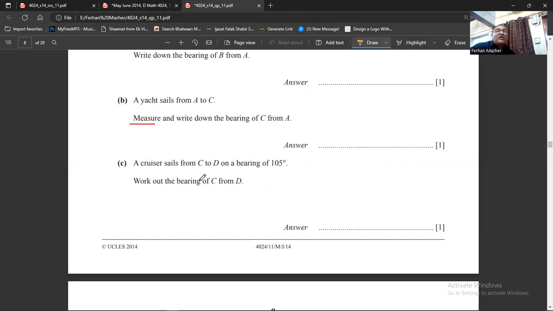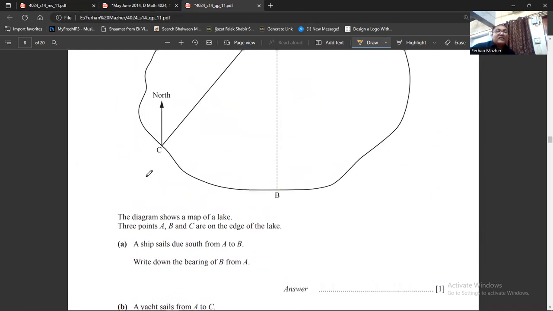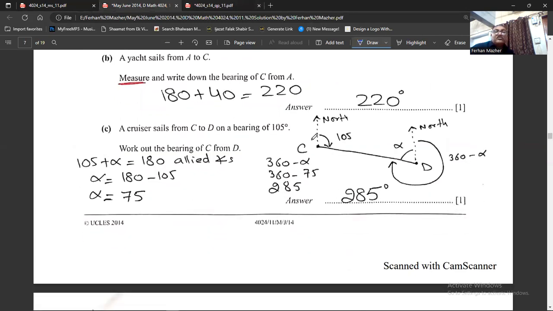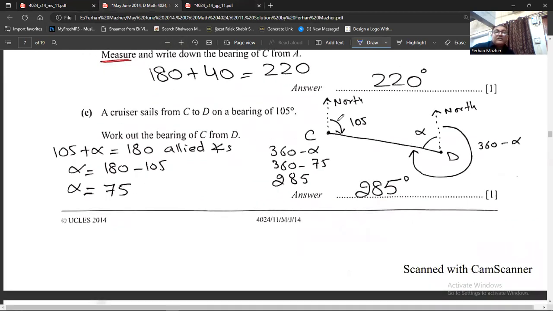Then he says, a cruiser sails from C to D on a bearing of 105 degrees. Work out the bearing of the C from the D. Okay. So I can show you from the other diagram. So this is the C. The cruiser is going on this bearing. This bearing is 105 degrees. So their question is, what is the bearing of the C from the D?